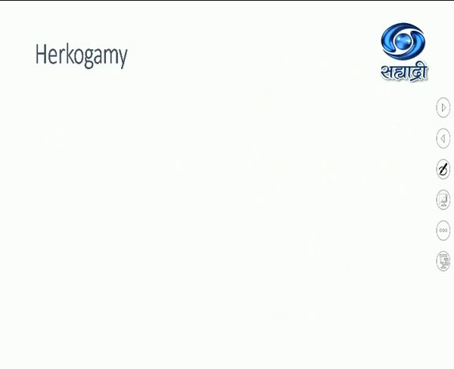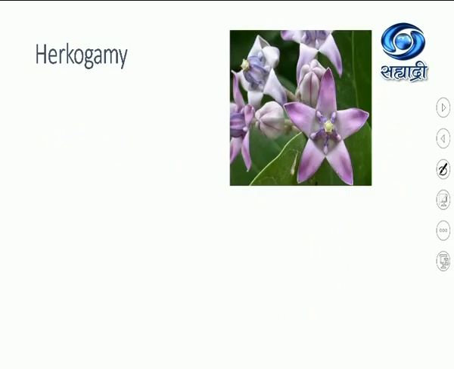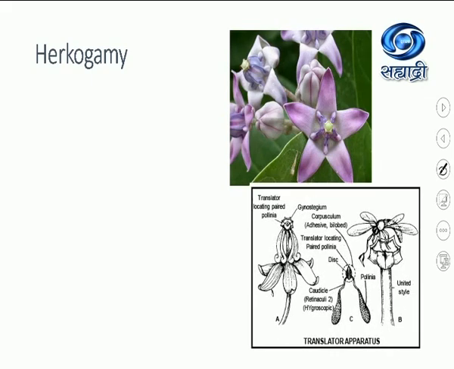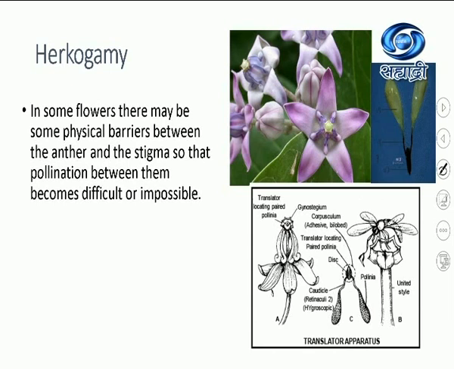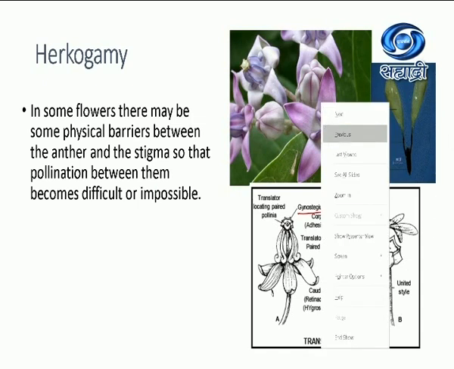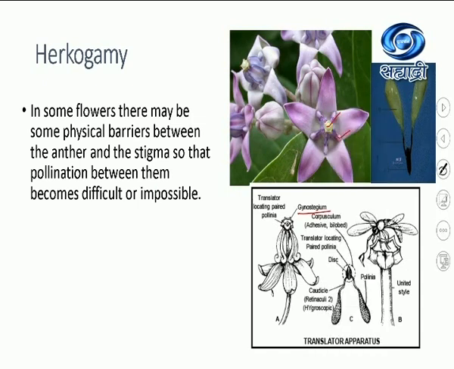The sixth one is Herkogamy. Very interesting. It can be seen in case of Calotropis. Let us see what is Herkogamy. In some flowers, there may be some physical barriers present between the anther and the stigma, so that pollination between them becomes difficult or impossible. Look at this picture. You can see a labeling called gynostegium. Actually, if you look at this picture properly, these are the anthers. This is the gynoecium. Don't you think the anthers and stigma are so close to each other? See, they are connected to the stigma and forming a gynostegium.